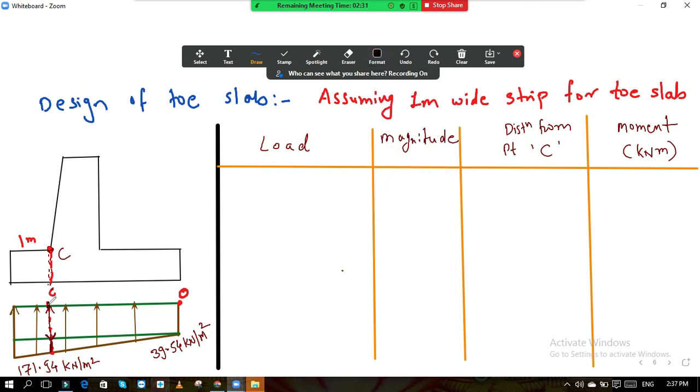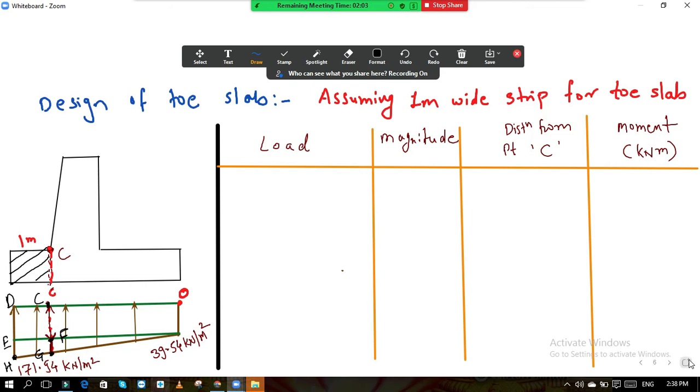Suppose now this is our point C, and this is D, this is E, this point is F, this point is G, and this point is H. Okay. एवढाच आहे ना आपला टो पोर्शन. This much is the toe portion. So area under that toe portion, that only we are going to consider.